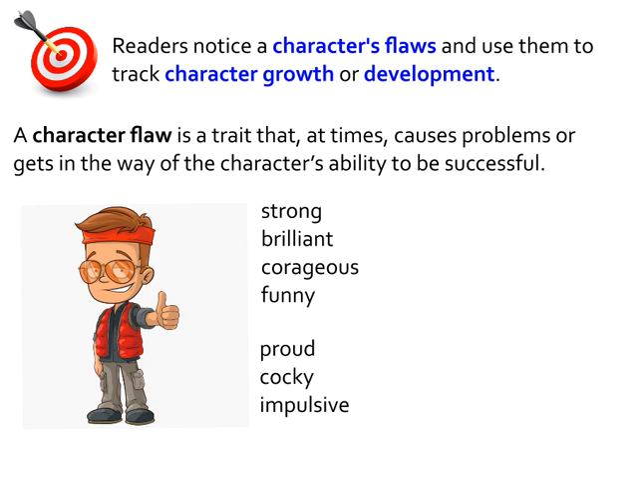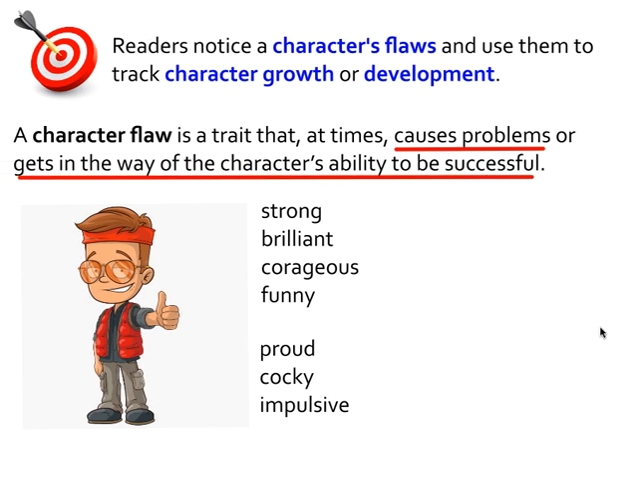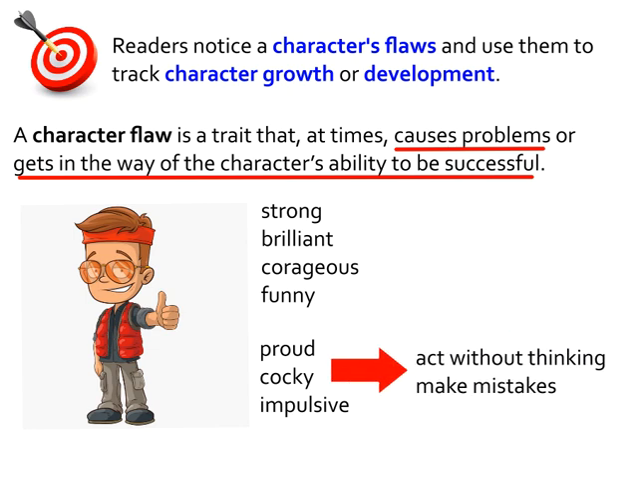Although he has a lot of positive traits, he has a few that at times cause him problems or that get in the way of his ability to be successful. These character flaws, proud, cocky, and impulsive, cause this character to act without thinking or to make mistakes. So, how can we use character flaws to track a character's growth or development?